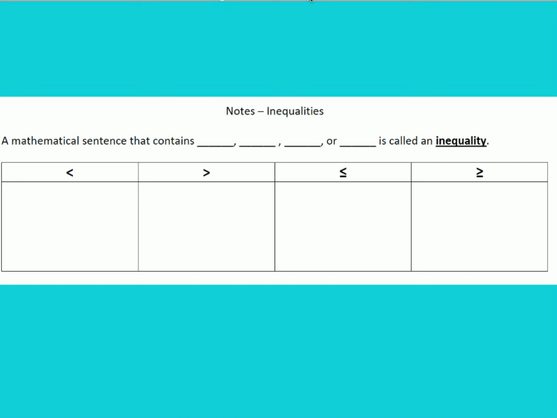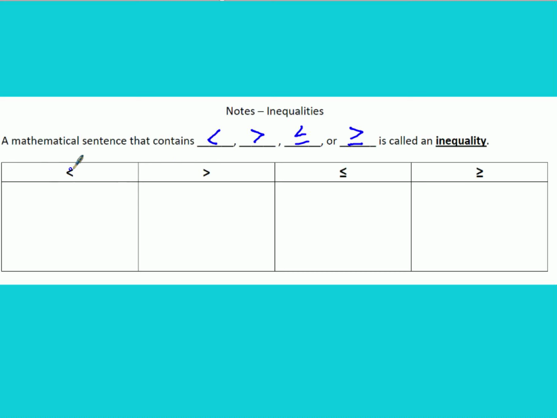We're going to be looking at how to solve and graph inequalities that are one-step and two-step. But first, let's talk about what an inequality is. When you have a mathematical sentence that contains a less than, greater than, less than or equal to, or greater than or equal to sign, it will be called an inequality. So it doesn't contain an equal sign, but it's less than or greater than, and we're going to compare these two sides of the inequality.